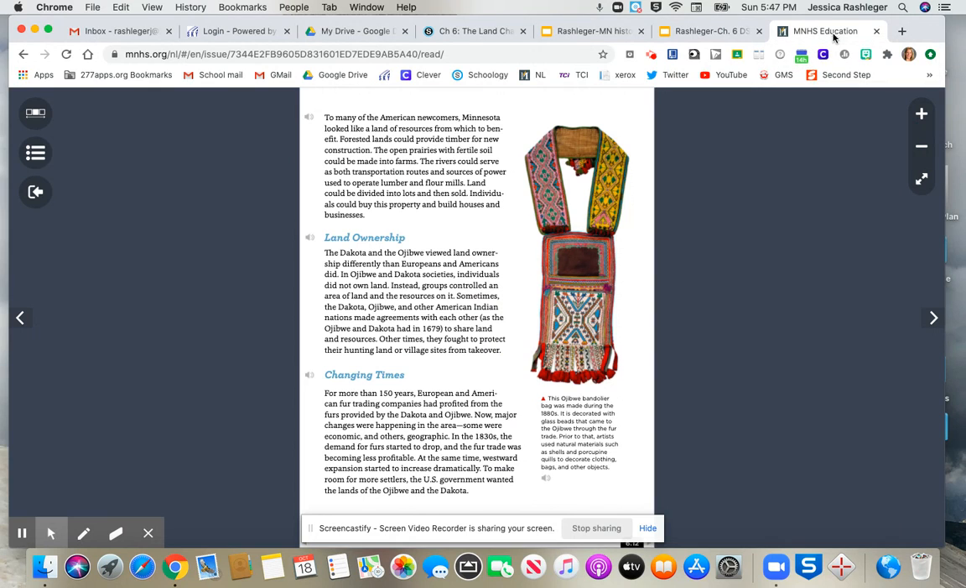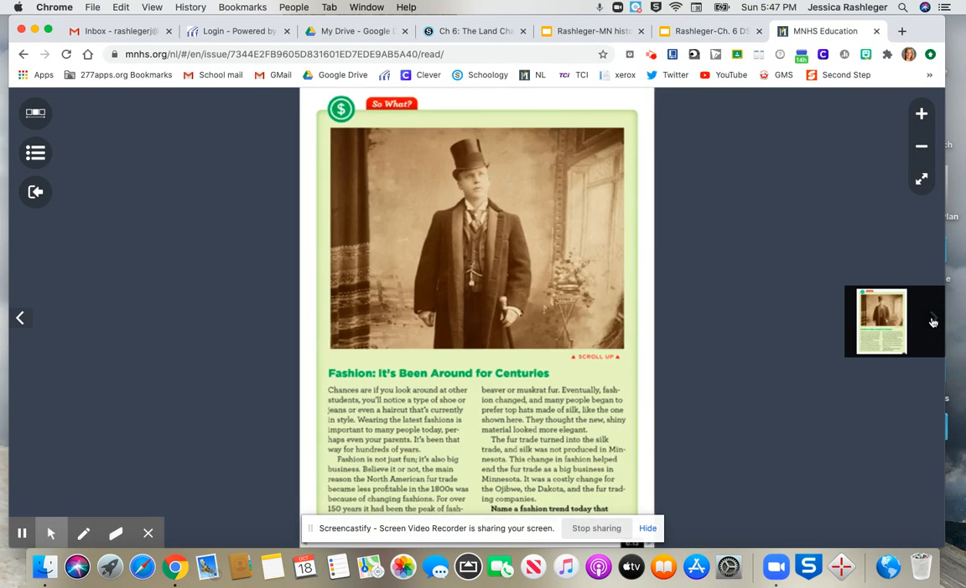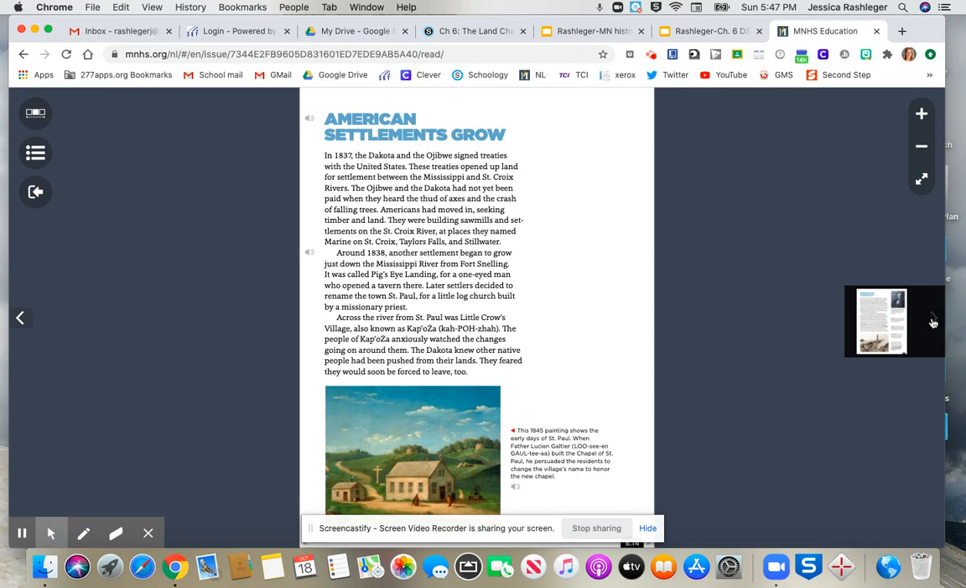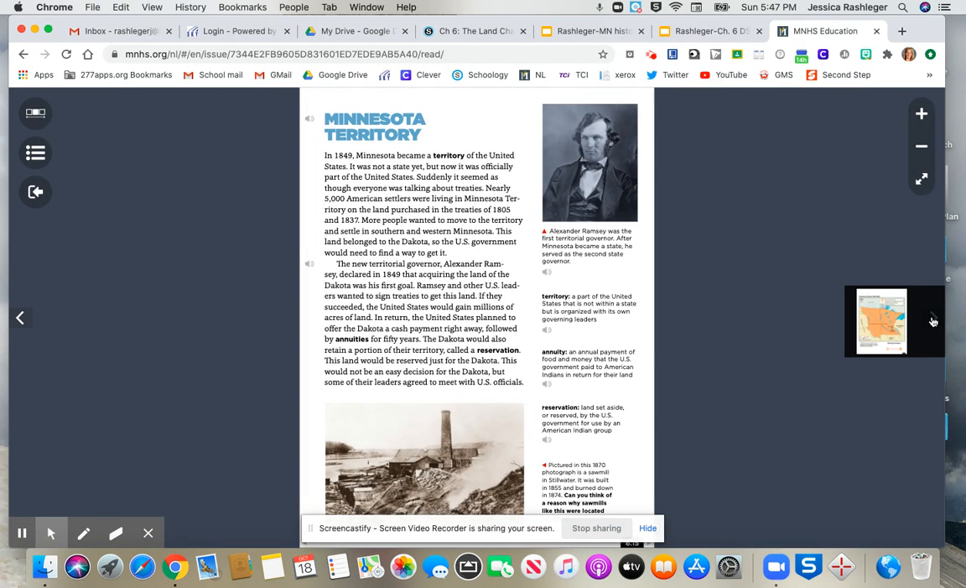I'm going to head back to Northern Lights. I'm going to read the green economy section. Remember, green means money. This one's talking about fashion. After that one, you're going to read how American settlements grew. And then Minnesota Territory. In 1849, Minnesota became a territory of the United States. So you're going to read some great information about that.